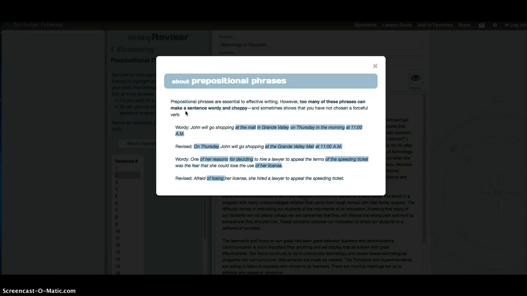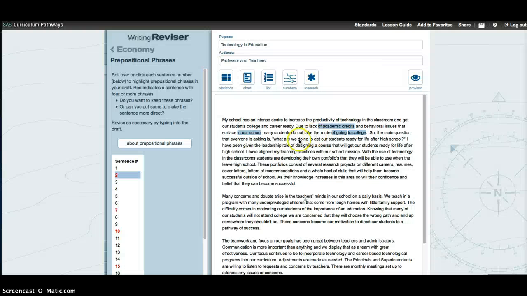Prepositional phrases are essential to effective writing. However, too many of these phrases can make a sentence wordy and choppy, and sometimes shows that you have not chosen a forceful verb. So it gives you an example here, wordy. John will go shopping at the mall in Grand Valley on Thursday in the morning at 11 a.m. Okay, a revised version. On Thursday, John will go shopping at the Grand Valley Mall at 11 a.m. Alright, so it gives you an example that you could possibly use.